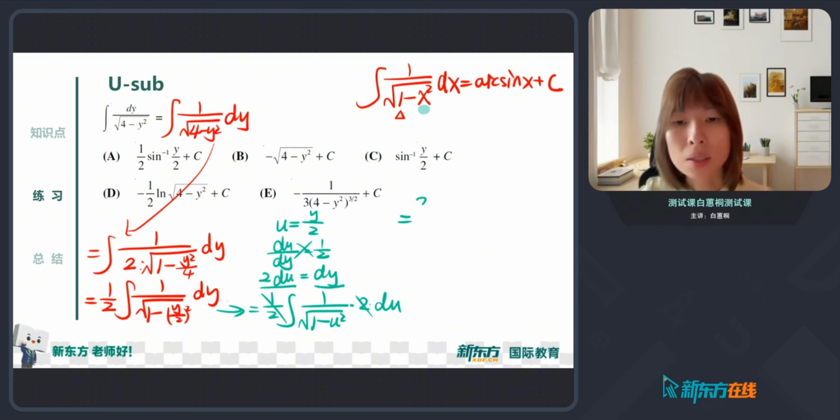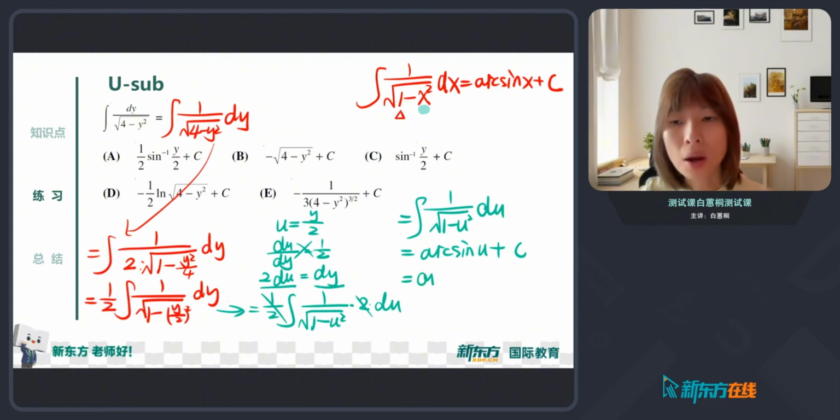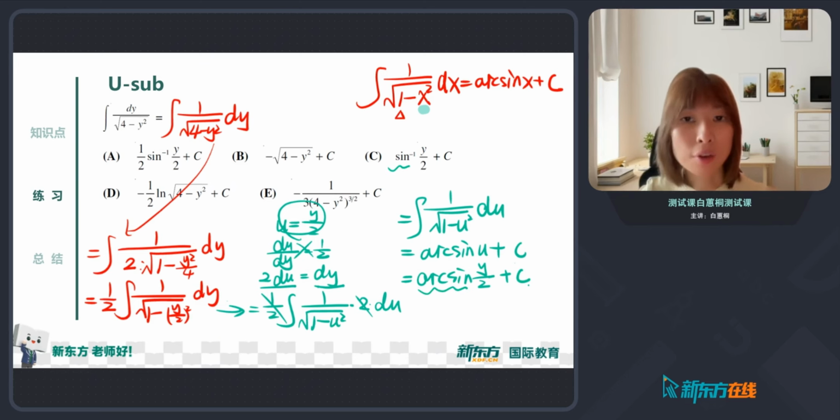So it is going to be integration 1 over the square root of 1 minus u squared du. So it's going to be arc sine u plus c, right? So after integration, it's time to substitute the original function back. So it's going to be arc sine y over 2, right? And then plus c. Arc sine is actually the same as the inverse function of sine. So they are actually the same thing. So that's why for this question, we choose C. Okay?